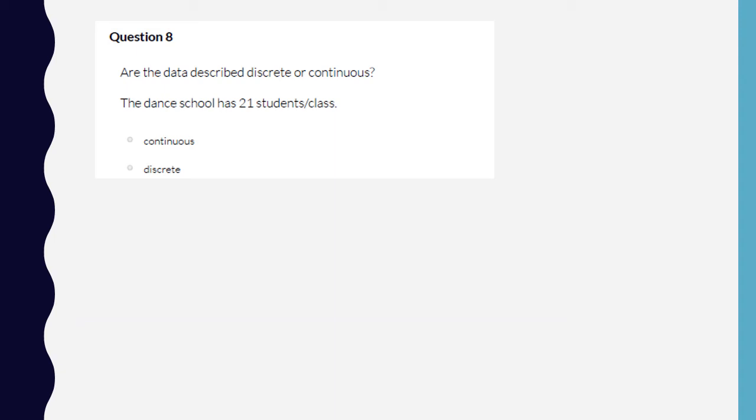The dance school has 21 students per class. So that means if it was one class, it would have 21 students. Two classes would be 42 students. Three classes would be 63. There can't be half a class or anything like that. So because these are set values that they could be, it's going to be discrete.